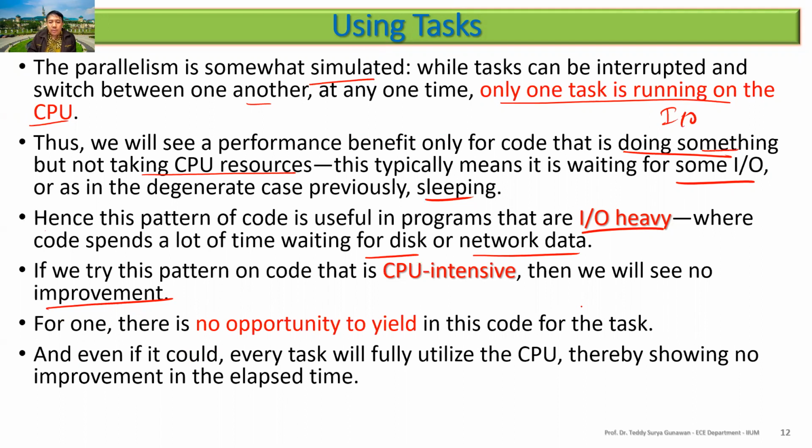Why is there no improvement? Because there's no opportunity to yield, meaning to switch to another task. And even if you could, every task will fully utilize the CPU. That's shown by no improvement in the elapsed time. So it's the same thing.